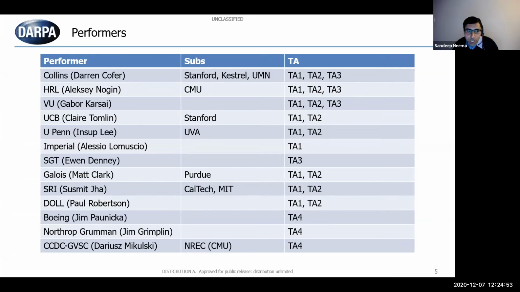So these are our core TA 1 to 3 performers. There are other folks here, Galwa, led by Matt Clark, and Purdue Suresh Jagannathan works with them. SRI Susmit Shah, and Richard Murray's group at Caltech is working on the problem. And then we have, as I mentioned earlier, these 3 TA4 performers that are providing the platforms and challenge problems in the context of which we do the program evaluation. So that's sort of the program in a nutshell.